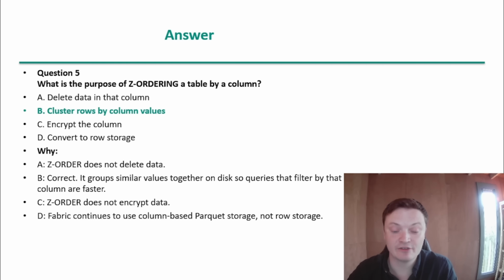It groups similar values together on disk, so queries that filter by that column are faster. Z-ordering does not delete the data. Z-ordering does not encrypt data. And D is incorrect because Fabric continues to use column-based Parquet storage and does not use row storage.